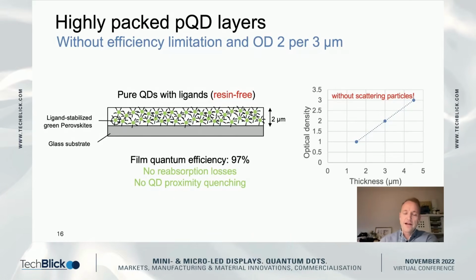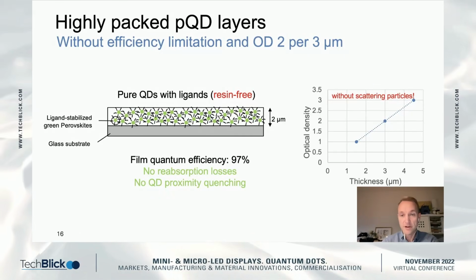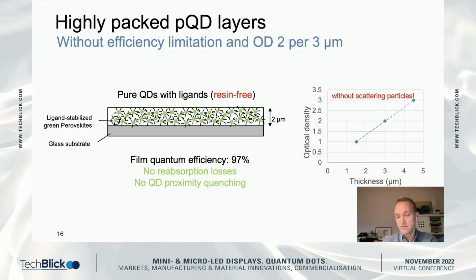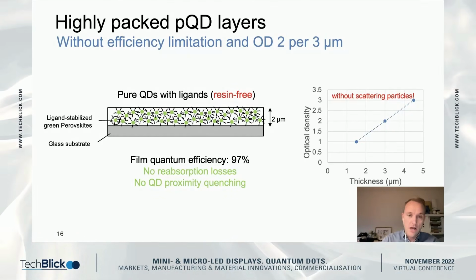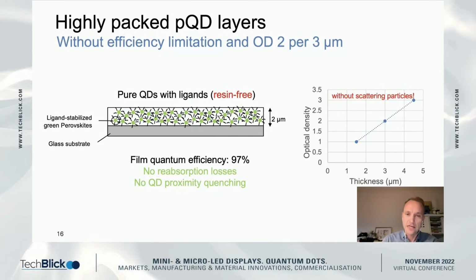Here on the right-hand side, we measured the optical density of such layers in dependence of layer thickness. And what you see is we can achieve an optical density of 2 at a layer thickness of 3 micron. That's quite a high value. And we achieved this even without scattering particles. So that really shows that the perovskites absorb really a lot of blue light.